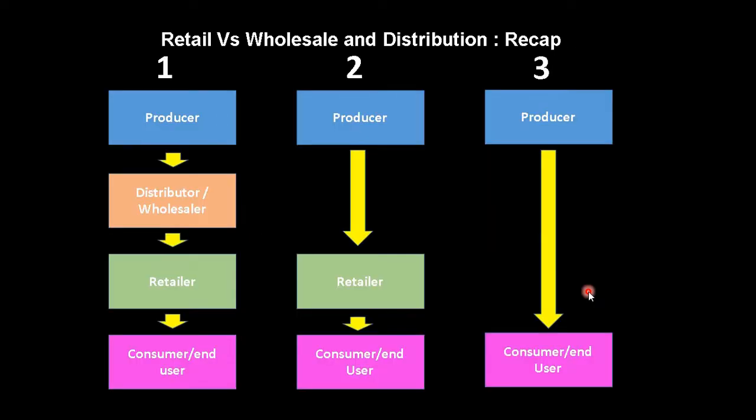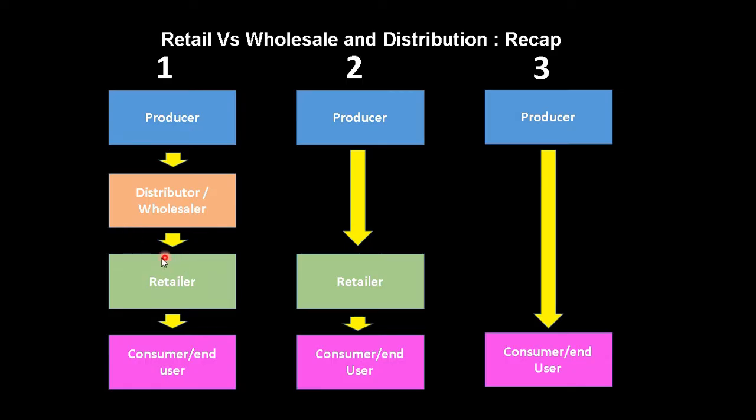Well, to recap for you guys, there are 3 distribution and retail models in the world. The model number 1 is when a producer will be selling bulk products to distributors and wholesalers. From their side as well, they will be selling bulk products to retailers.